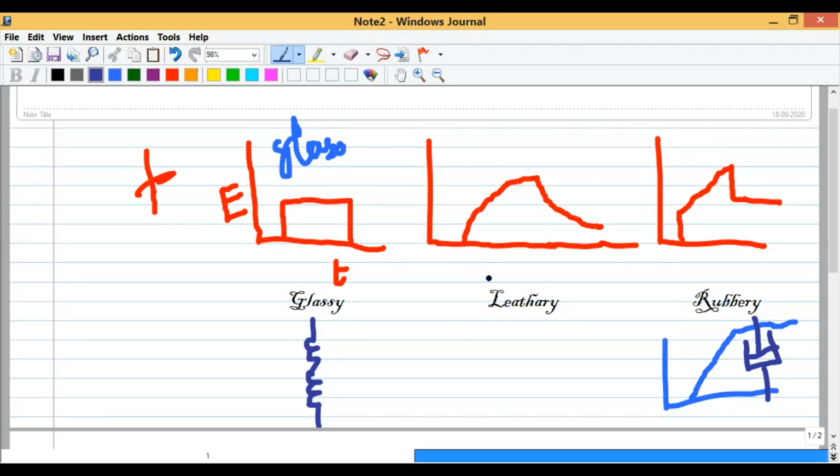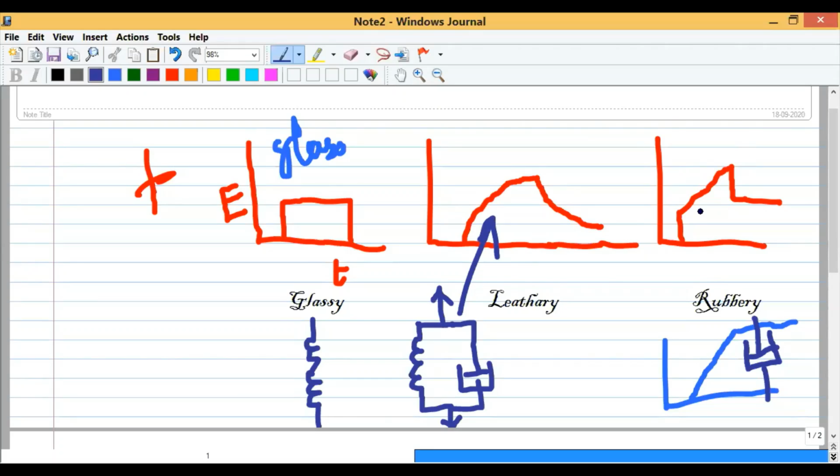So for this leathery material, we need to use the combination of these two, that is the spring and the dashpot in parallel. So here we were applying that force, and here is the stretch. So this is for this figure.